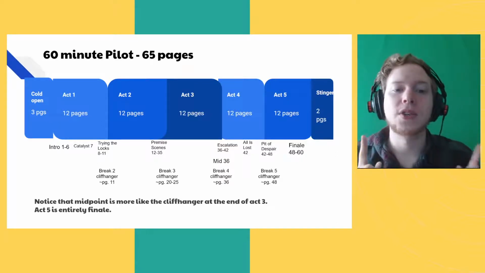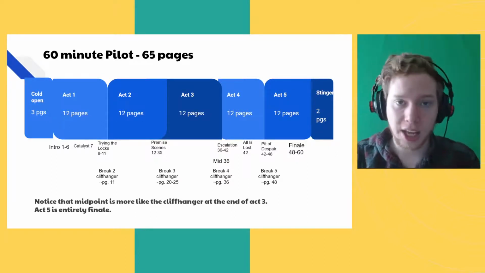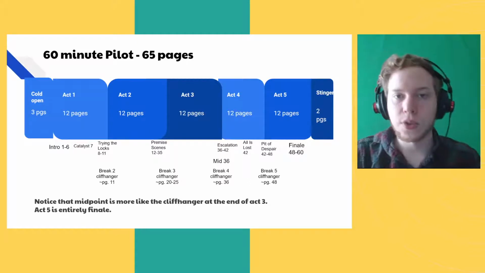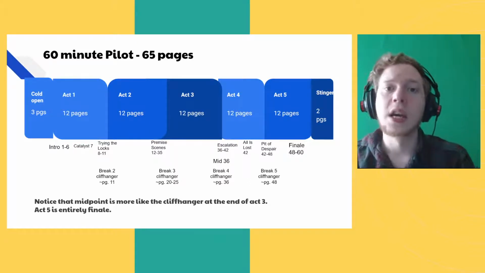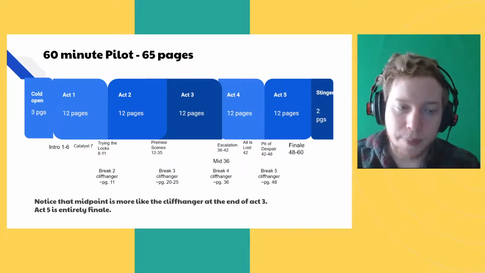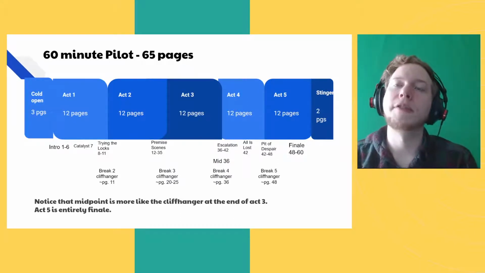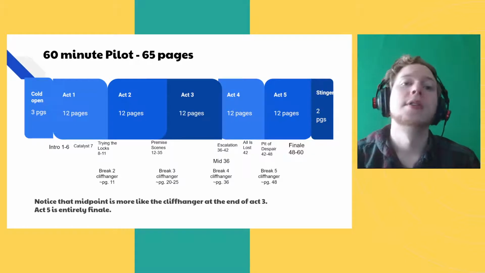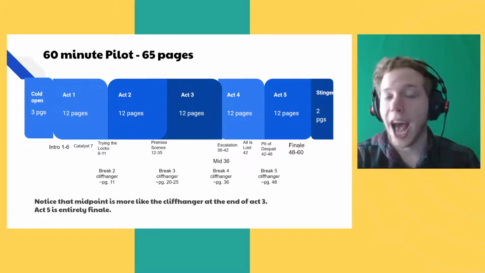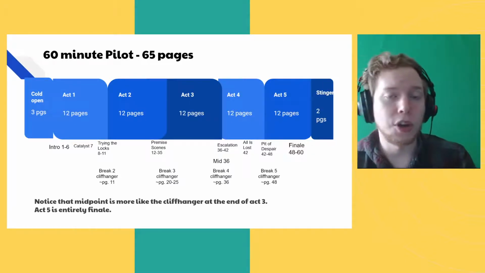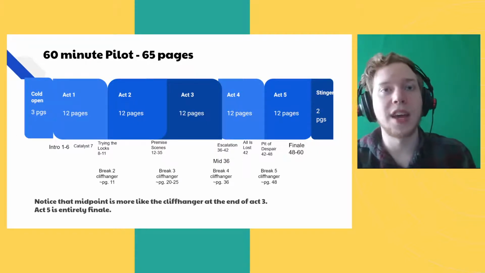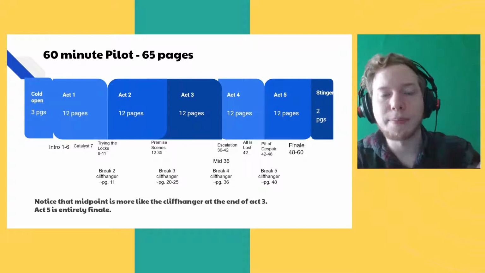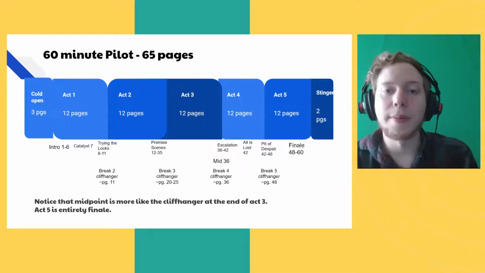Act 1, 12 pages. Acts 2, 3, 4, 5, all 12 pages, with again a little space at the beginning: 3 pages-ish for the cold open, 2 pages-ish for the stinger at the end, which have those same sorts of functions. The cold open is often an introduction to the problem of the week. It can involve your main character, and if this is a premise show, it often will. It could be them getting involved in the situation, like the first domino toppling that is going to topple the rest of the dominoes of the story.